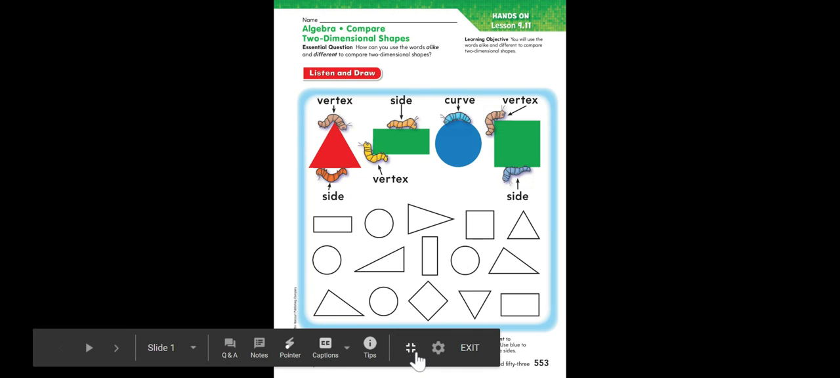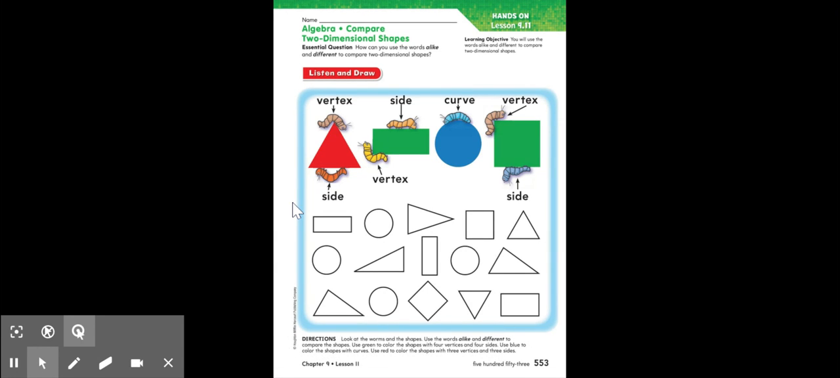I hope that you learned a lot about comparing shapes using the words alike and different in our mini lesson video. Now, we are going to walk through our workbook pages together, and then I will leave you to do some work independently. So let's take a look at all of our worms on the shapes here. Worms are laying on each side, each vertex, and each curve of a shape. So think back to our mini lesson and think about how Erica compared her shapes.